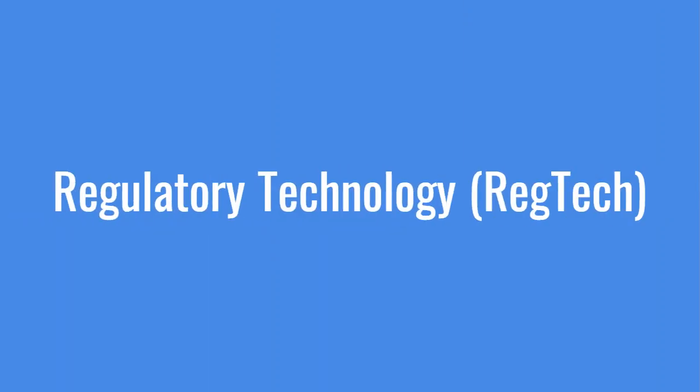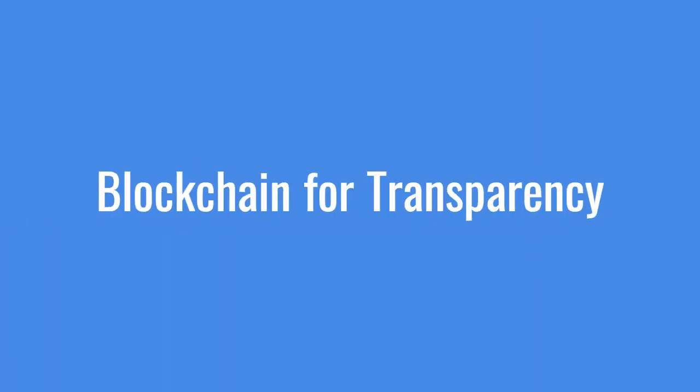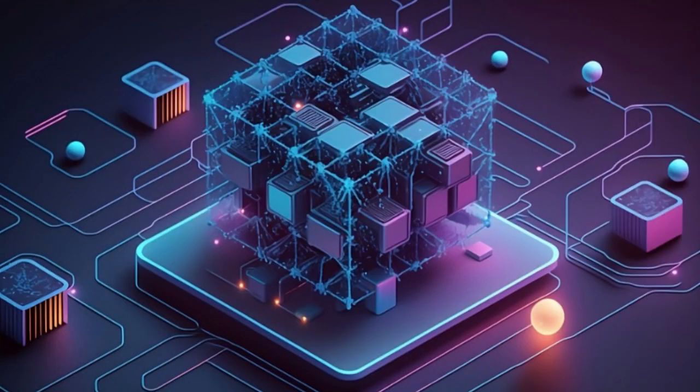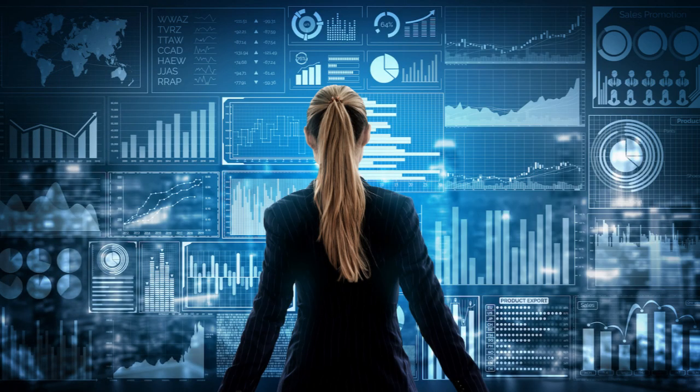First solution is regulatory technology, RegTech. Basically, friends, leverage RegTech solutions that use technologies such as artificial intelligence and automation to help banks comply with regulations more efficiently and properly. Blockchain for transparency means exploring the use of blockchain for transparent and tamper-proof record keeping, which can facilitate compliance with certain regulatory requirements. Continuous monitoring and audits means implementing continuous monitoring systems for compliance and conducting regular internal and external audits to identify and address potential issues.